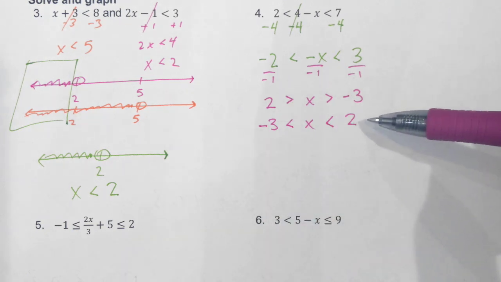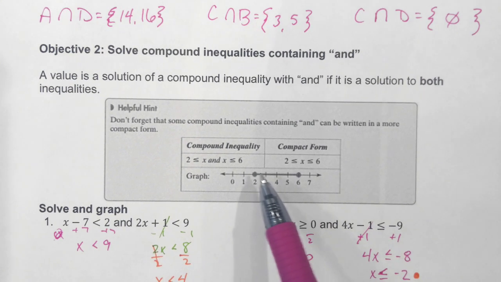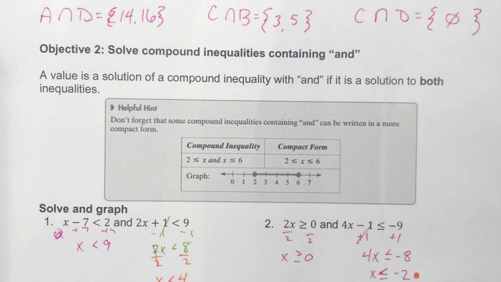Now, compound inequalities are always going to be graphed the same. It's always going to be what I showed you there on the front. Compound inequalities are always going to be shaded in between the two values that you get.